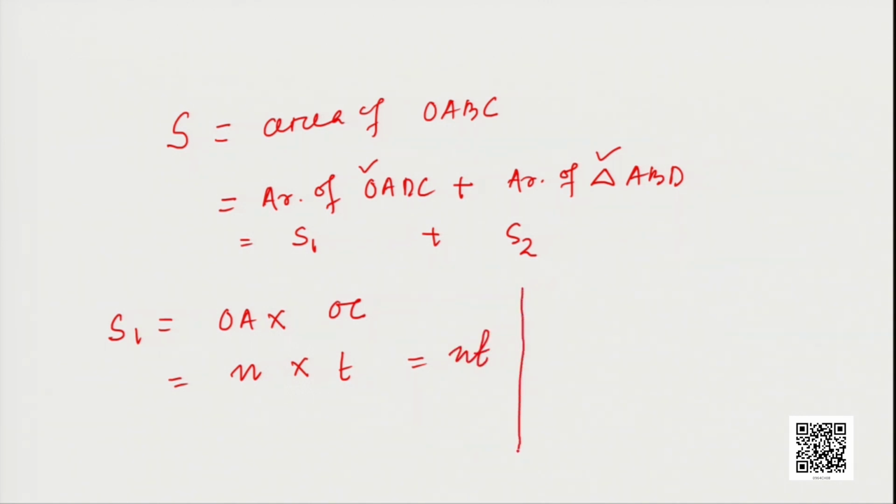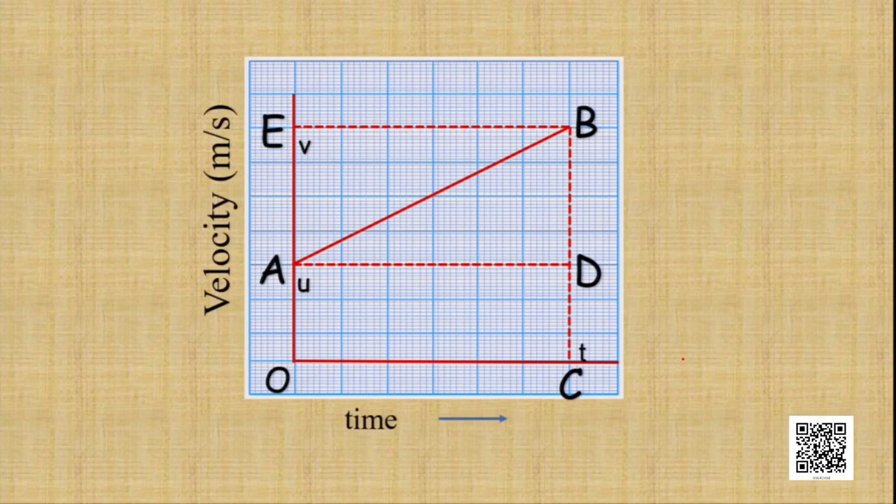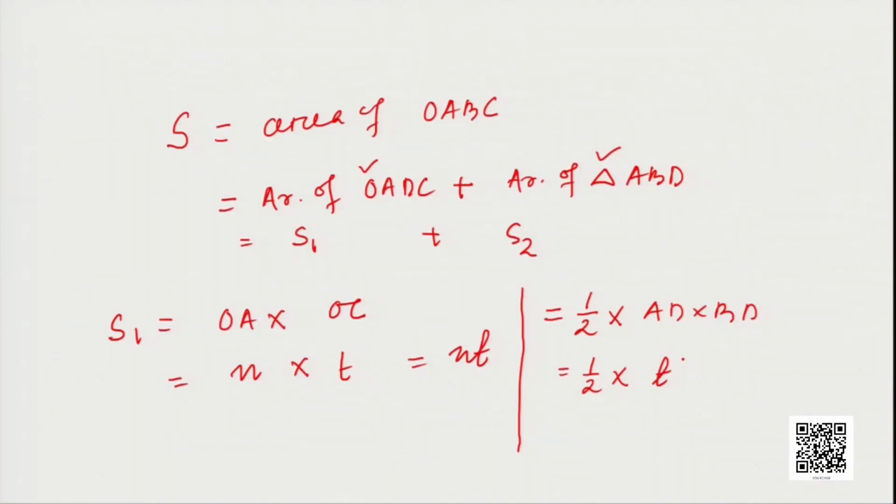Now let's go for S2, that is the area of the triangle ABD. So area of the triangle ABD will be equal to half into AD into BD. Now substituting the value, what is AD here? AD is nothing but your time. Let's have a look again at the graph. As OC is equal to AD, that means OC is t, that means AD will also be t. That's why I have substituted the value of AD as t.